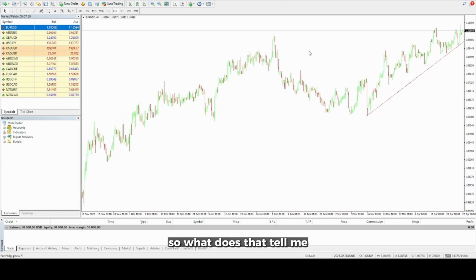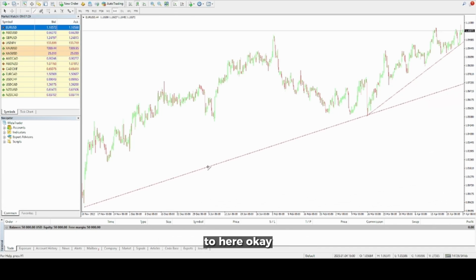So what does that tell me? That tells me, again, even on a higher time frame than the 1 hour, the 4 hour time frame, the price is in an uptrend. Let's draw another trend line from the bottom here to here. Now all it's telling me is that on a shorter time frame, which is an hour, price is going higher. On a little higher time frame, a 4 hour, it is higher.